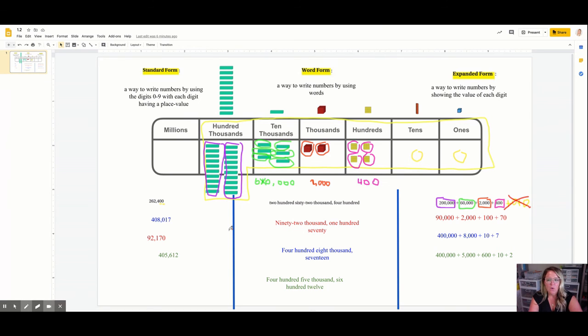Okay? We can see the same thing if we were to take this number and place it into our place value chart. We can turn it into word form, and then we can turn it into expanded form, where we show the value of every single digit. We're going to leave off here, and you are going to go practice by yourself.